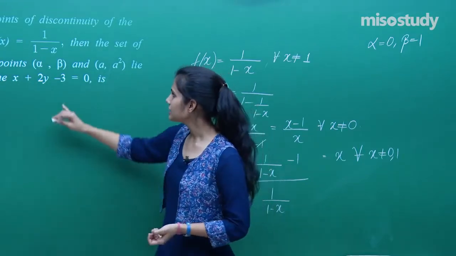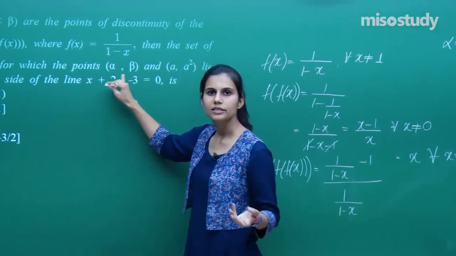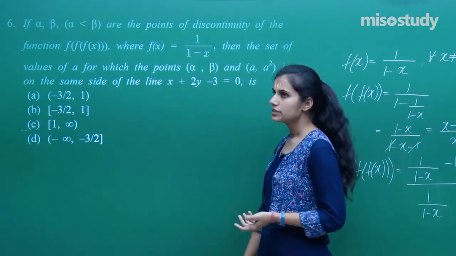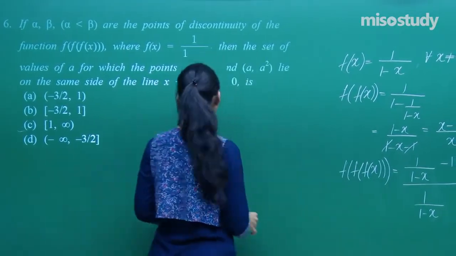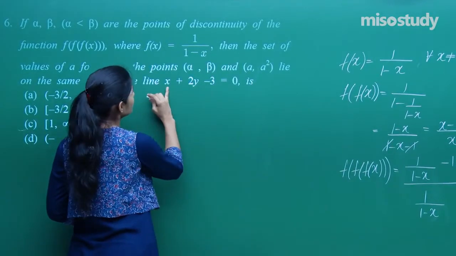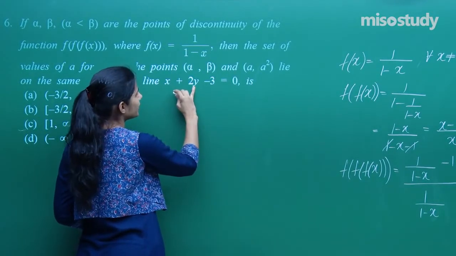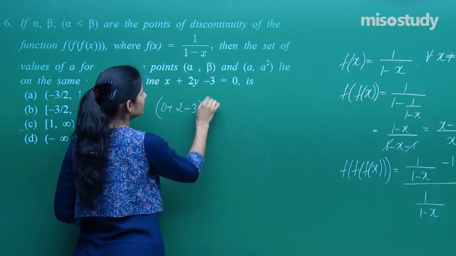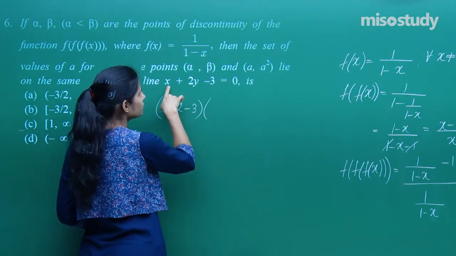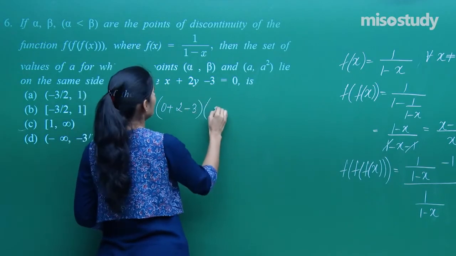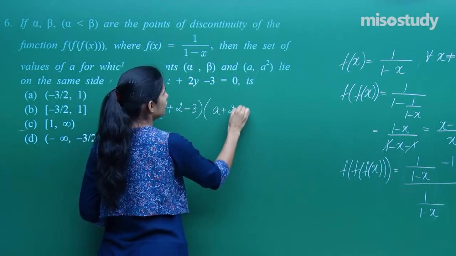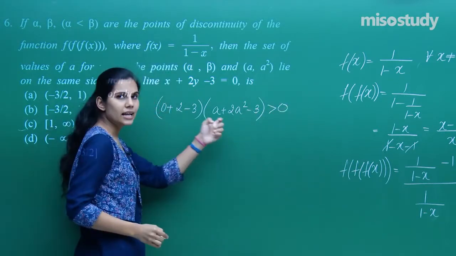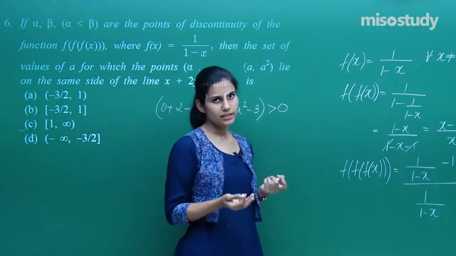Now it is saying that alpha comma beta, which I am saying 0 comma 1, and a comma a square lie on the same side of this line. That means what? 0 comma 1. So in place of x you put 0, in place of y you put 1. So you get 0 plus 2 minus 3. Multiplied by, in place of x you put a, in place of y you put a square. What you get? A plus 2a square minus 3. This will be positive because both these are lying on the same side of the line.